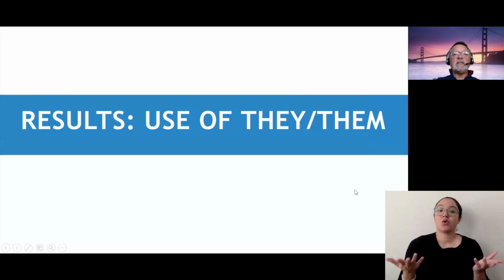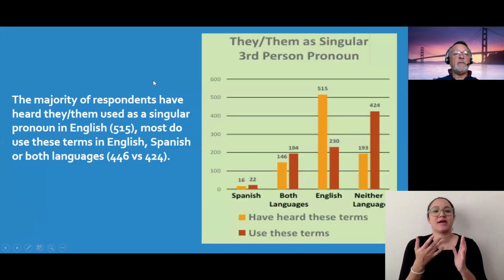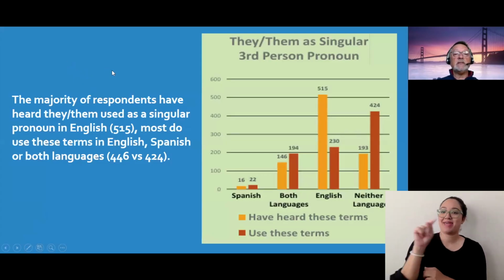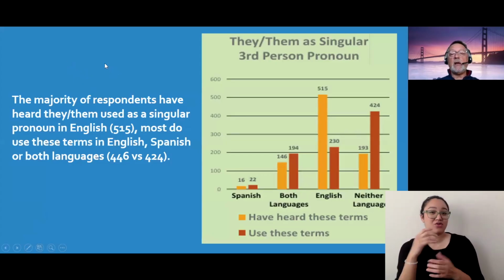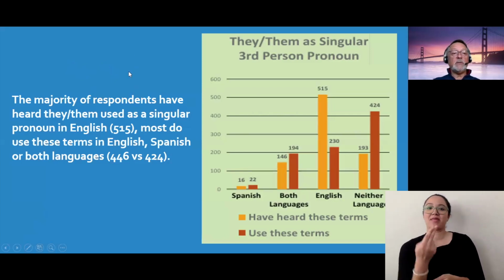So we wanted to get a little deeper into how interpreters deal with the use of they, them. For example, if a doctor introduces themselves and says, hi, I'm Dr. Smith and my pronouns are they, them. How do interpreters deal with that?